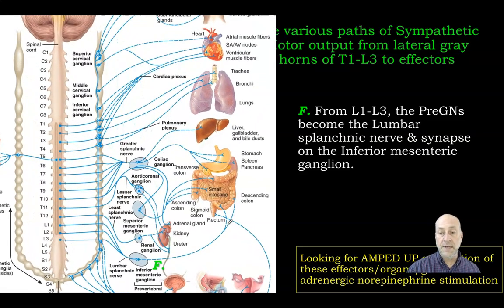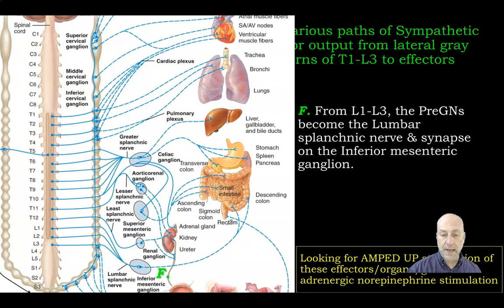Let's go down to L1 to L3. And at L1 to L3, again, same thing, path number 4, letter F. You're following right through the sympathetic trunk ganglion, no stop. You become a splanchnic nerve. You become the lumbar splanchnic nerve, and you feed the inferior mesenteric ganglion, and then follow the postganglionic neuron. Where's it going? It's going to the colon. Right? The sigmoid colon and the descending colon.